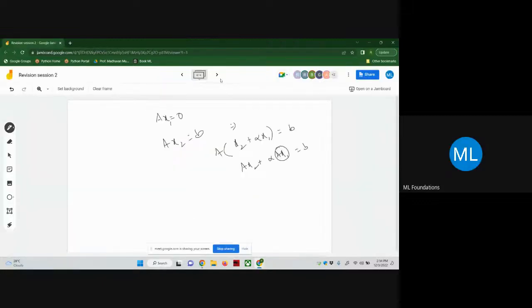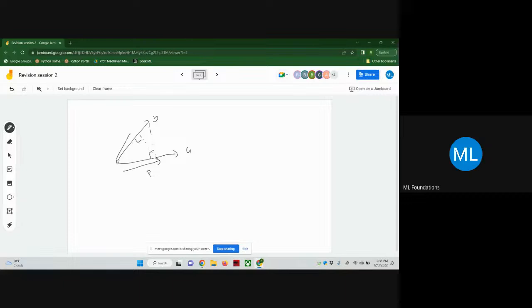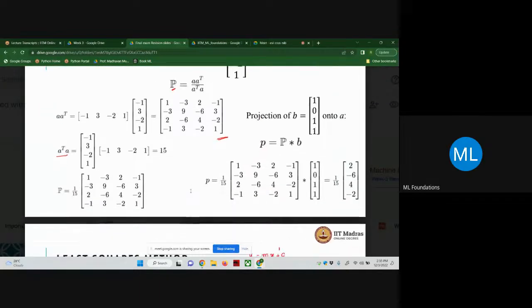See, the difference will be because you see here this is B, and suppose this is A. Then this will be the projection of B onto A. But this is the projection of A onto B. So both the vectors will not be the same.